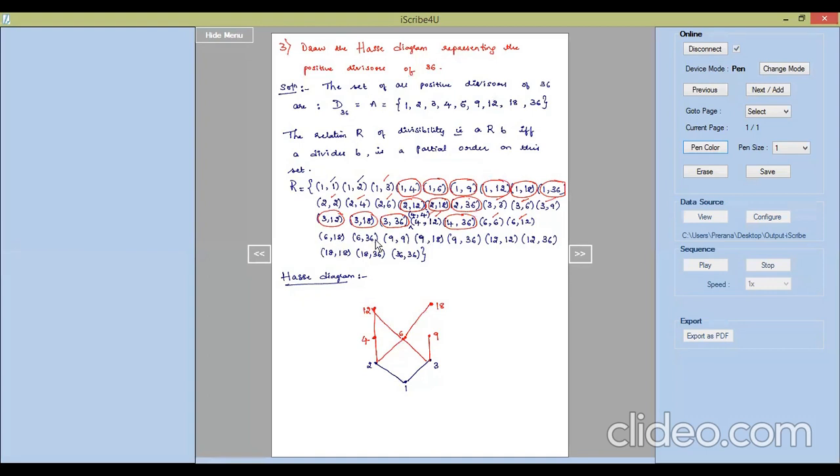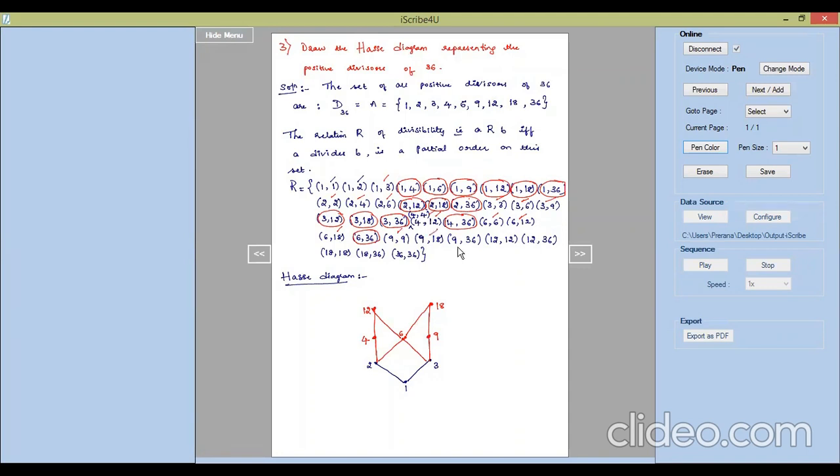Right. Next we have 6, 36. 6, 36 we need not draw explicitly because 6 to 18, 18 to 36 will give us 6, 36. So I'll just round it off. 9, 9. It's a loop. We will not show the loops explicitly. So it's over. 9, 18. Yes, we have to join the edge from 9 to 18. We'll join the edge from 9 to 18. Okay. 9 to 18. So this work is over.